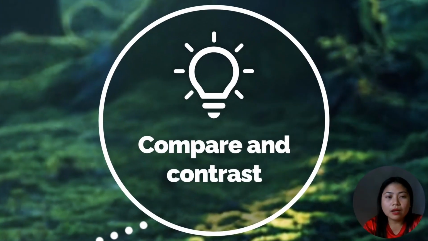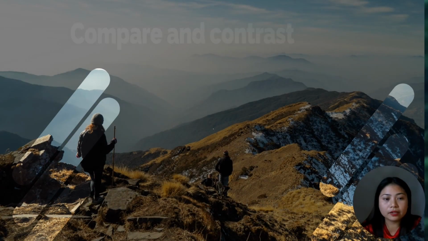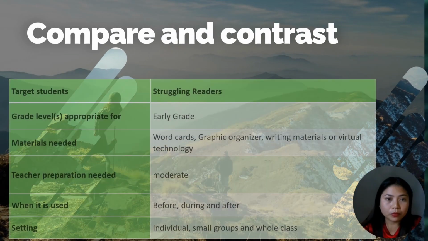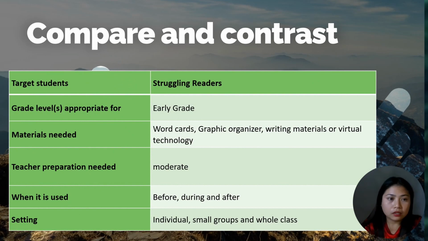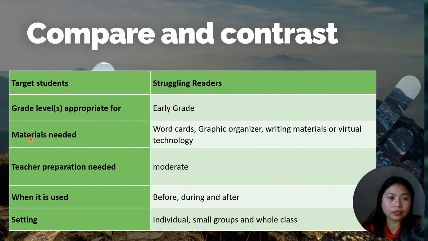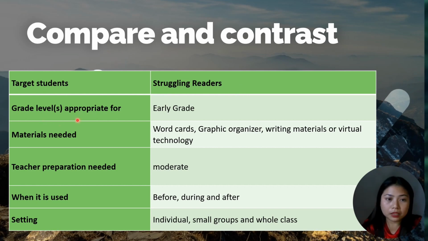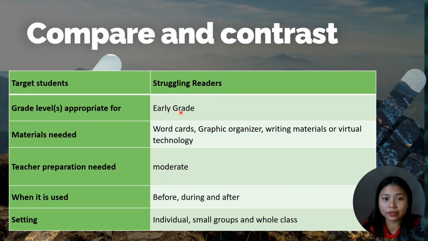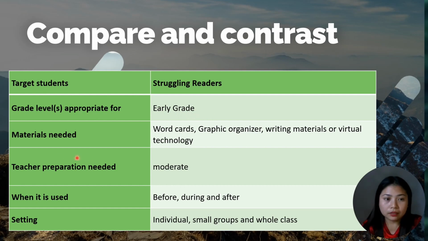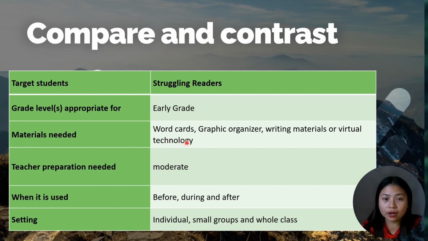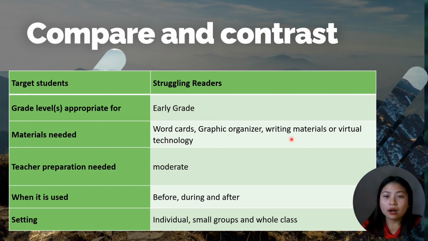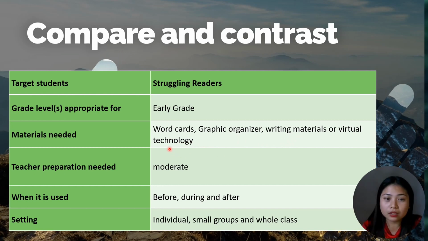And now, let's compare and contrast the meaning word sort strategy in different contexts. So, here is the table for compare and contrast. My target students are struggling readers. Grade level appropriate: the word sort is for early grades. Materials needed are word cards, graphic organizer, writing materials, or virtual technology.